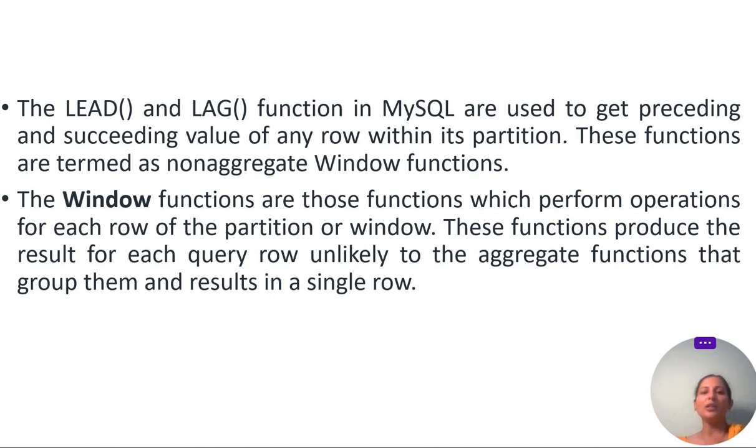The lead and lag functions in MySQL are used to get preceding and succeeding values of any row within its partition. It's used with partition. These functions are termed non-aggregate window functions. Window functions are those functions which perform an operation for each row of the partition or window. These functions produce a result for each query row, unlike aggregate functions that group items and result in a single row.